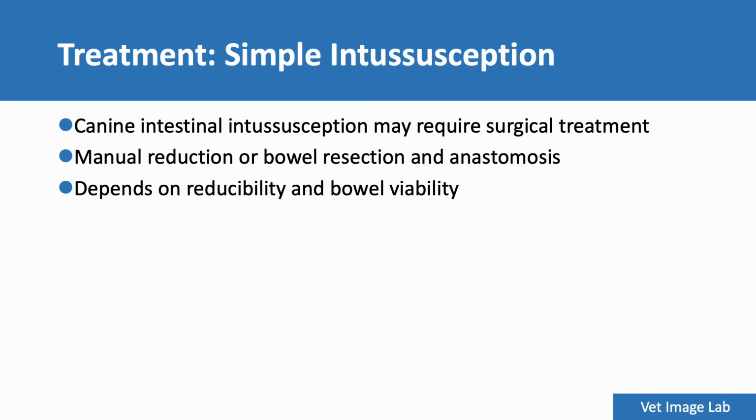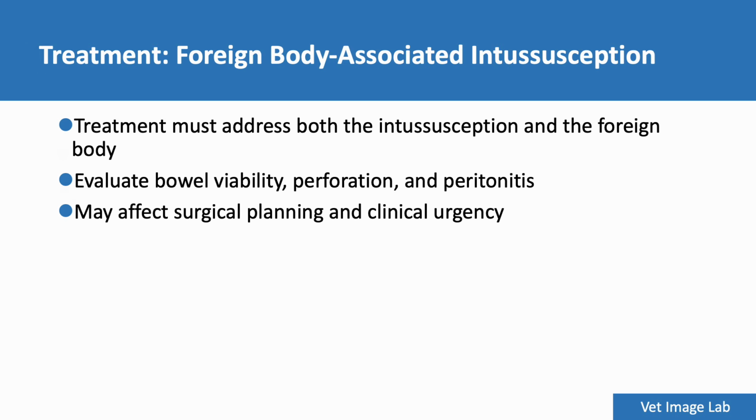In general, canine intestinal intussusception may require surgical treatment. Depending on reducibility and bowel viability, treatment may involve manual reduction or bowel resection and anastomosis. But when a foreign body is present within the lumen of the intussusceptum, treatment must address both the intussusception and the foreign body. The foreign body must be removed, and the involved bowel segment should be carefully evaluated for viability, perforation, and peritonitis. So, identifying the foreign body is important because it may affect the surgical plan and clinical urgency.